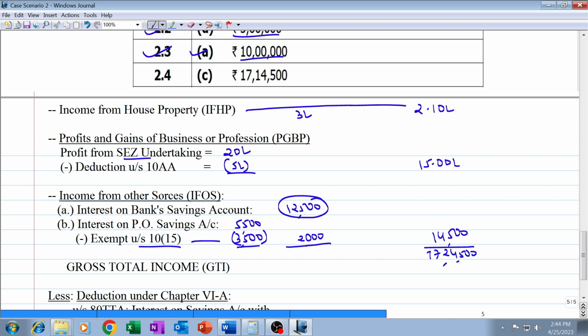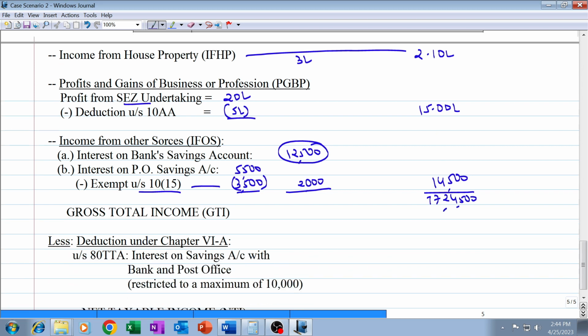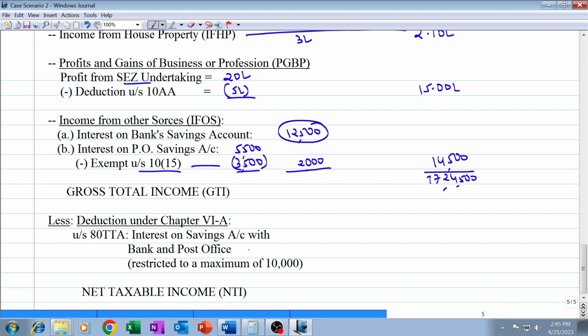which is 17,24,500, minus chapter 6A deduction. We have only one under section 80TTA, which is 10,000. So 10,000 will be subtracted. The balance net taxable income will be 17,14,500.